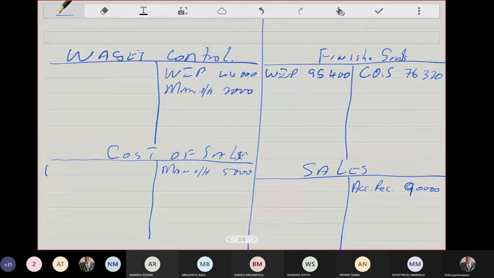Then from the finished 76,320. Hope we are happy then with that adjustment of the finished goods account.